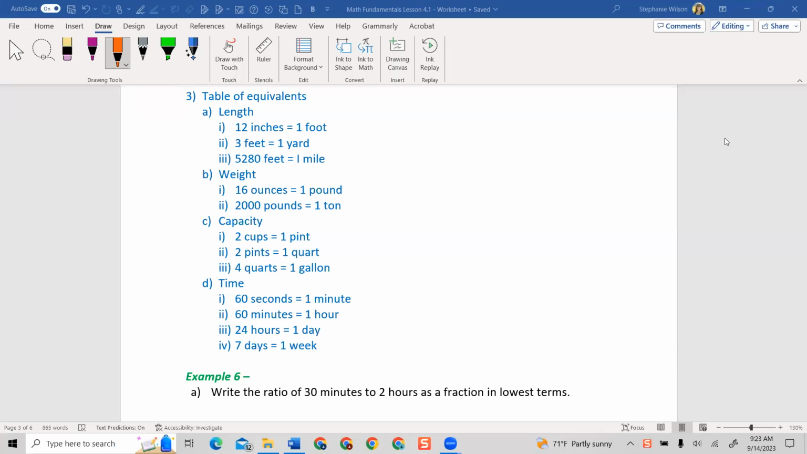So this is part 2 on the section about ratios and unit ratios. If you wanted to pause this long enough to write down the stuff that's written in blue, I would encourage it. Most of this you already know.